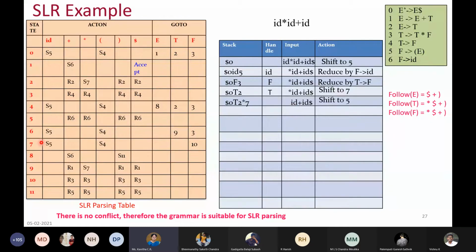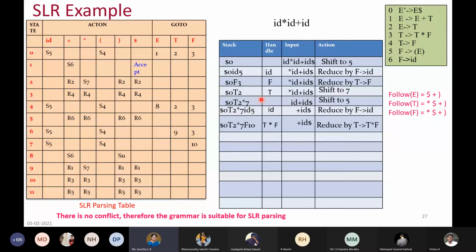Okay, and now we are pointing on ID. So at 7 on ID is S5. So you're going to push ID onto the stack along with your state number, and now ID is eligible for your reduce action. Therefore, you go to the state number 5, and when you are reading plus, it is R6. R6 is nothing but the reduce by F gives ID. So you're going to reduce that. So it becomes like this.